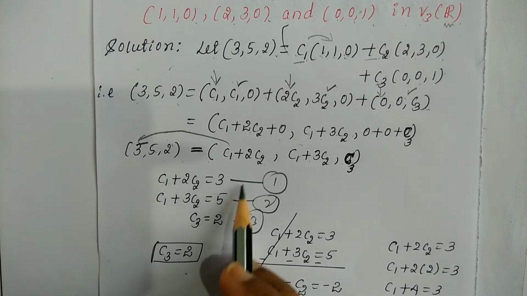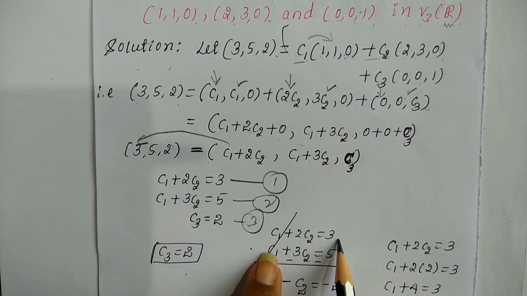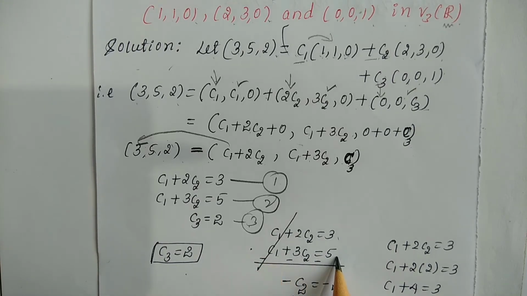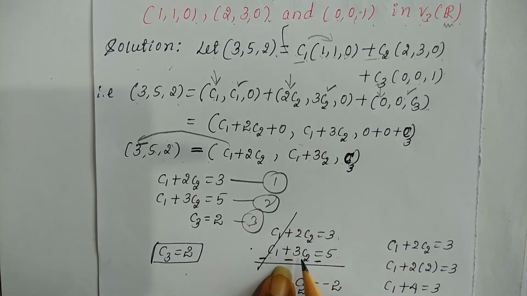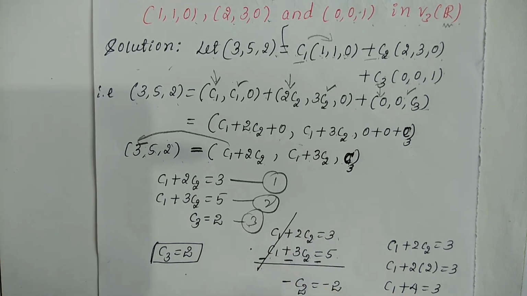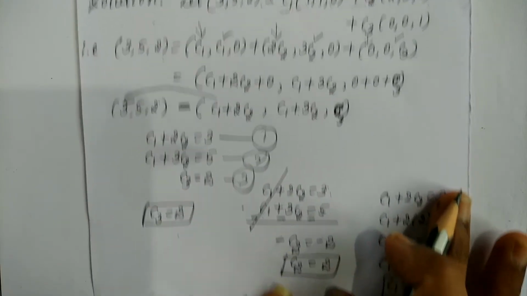Now consider equations 1 and 2. If we solve these equations, we get the C1 and C2 values. Okay. So C1 plus 2C2 is equal to 3, and C1 plus 3C2 is equal to 5. This is from 1 and 2. Now, here I am changing the sign. So C1 minus C1 gets cancelled. 2C2 minus 3C2 becomes minus C2. So 3 here is minus, plus 5 becomes minus 5. Okay. So minus 5 plus 3 is minus 2. Minus minus gets cancelled, and we remain with C2 equal to 2.